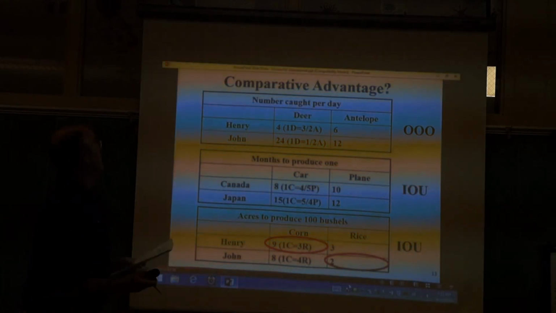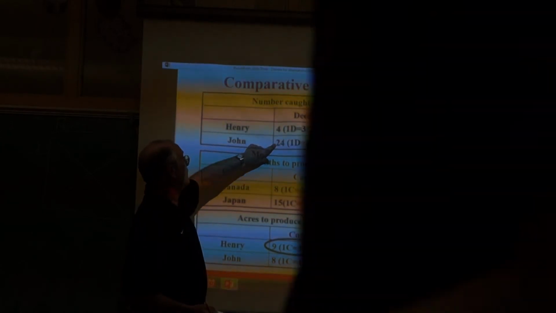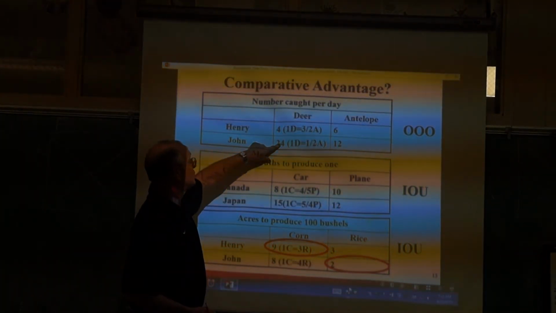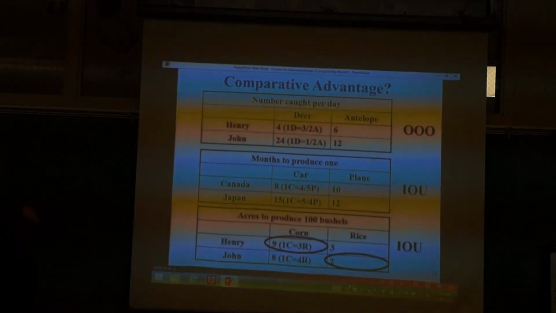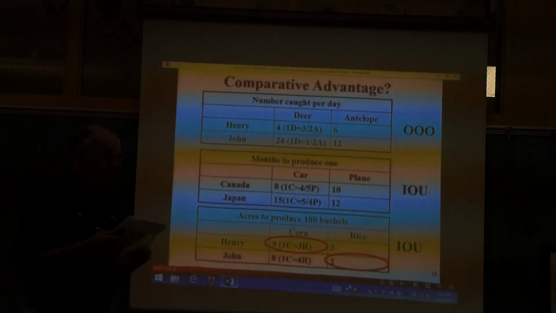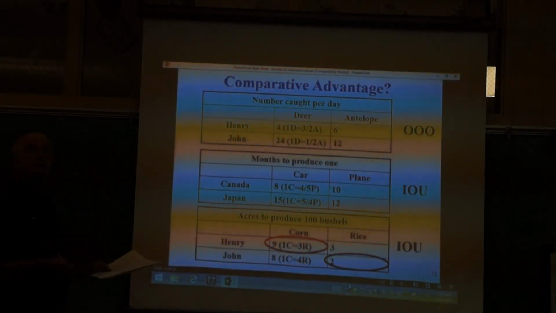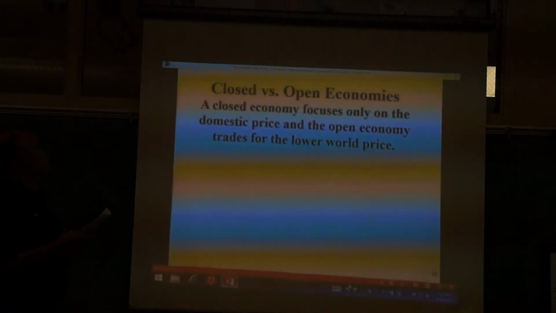Alright. And then on the output one, whoever has the highest number, like 24 to 4, 12 to 6, that's the absolute. So John would have the absolute advantage in both of them. So you could have the absolute in both, and the comparative you could only have in one. Okay? Alright, closed versus open economy.